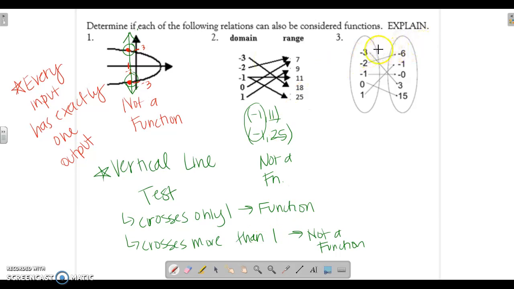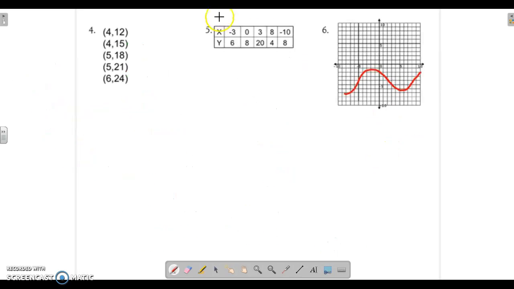The next one, -3 goes to 3, -2 to -6, -1 to 0. I don't know why that has like a negative sign there. Ignore that. 0 goes to 15, 1 goes to -1. So every input has exactly one output. This is a function, and that would be what you would write down to explain. Every input has exactly one output.